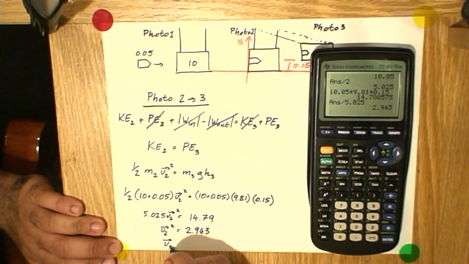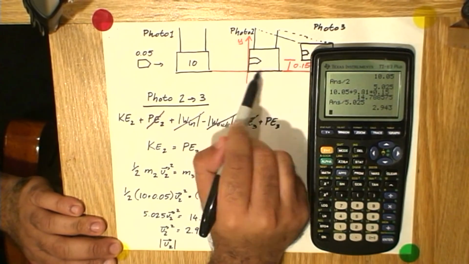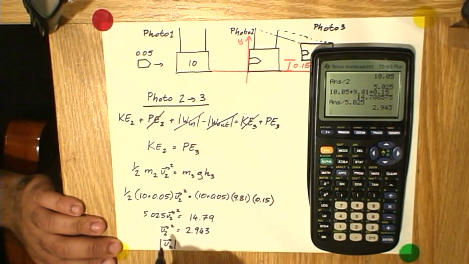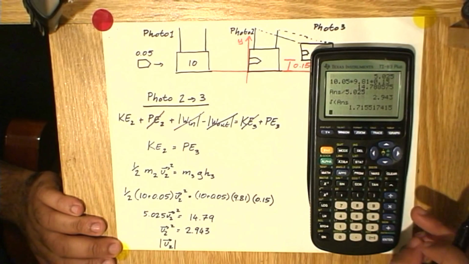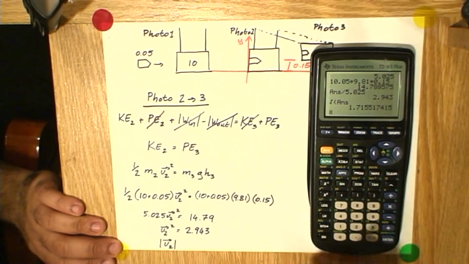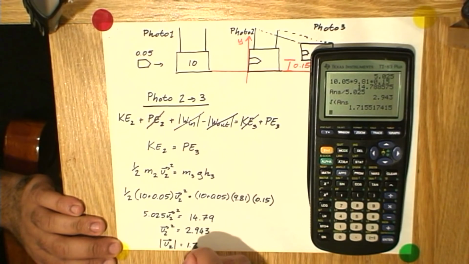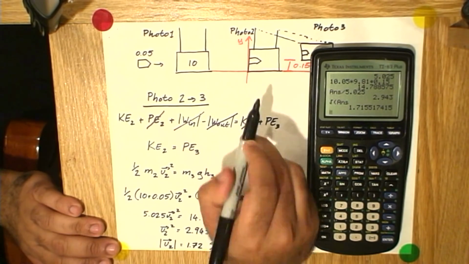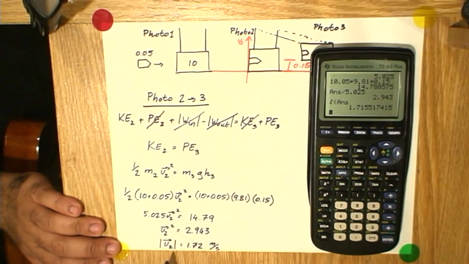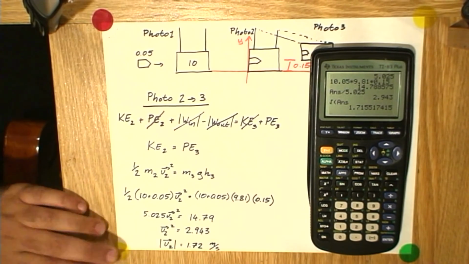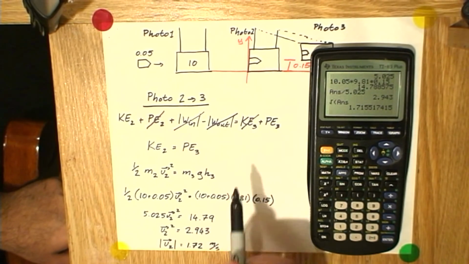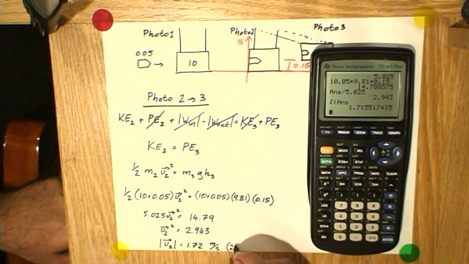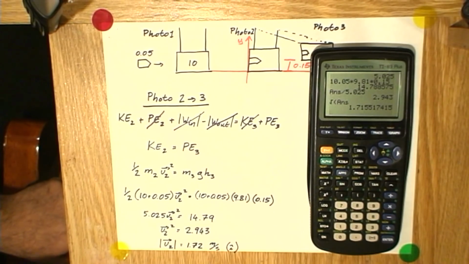Which means that the velocity of this combined system in photo 2 is the square root of 2.943, which is 1.72. So that would be the velocity of the box plus the bullet at photo 2. And if we want to be even more specific about this, this is moving horizontally at photo 2. It hasn't yet started to rise. So we could say it's 1.72 in the I hat direction.